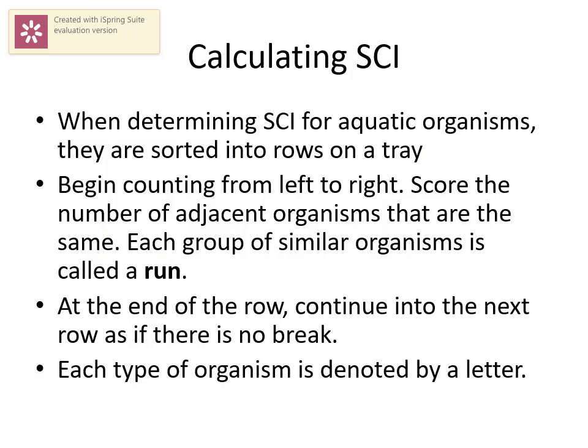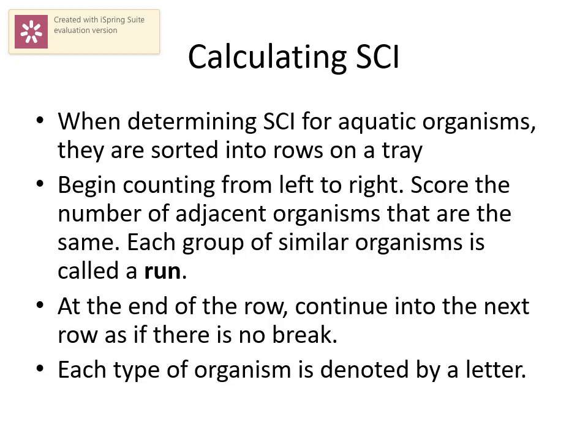Now, when determining SCI for aquatic organisms, they are sorted into rows on a tray. You begin counting from left to right. Now, first of all, in lab, it'd be very difficult to organize your species in rows, so we do the best we can because they're alive, they're going to be moving around, but we do the best we can to organize them. And then you put them in rows, and you count them from left to right. You score the number of adjacent organisms that are the same species.